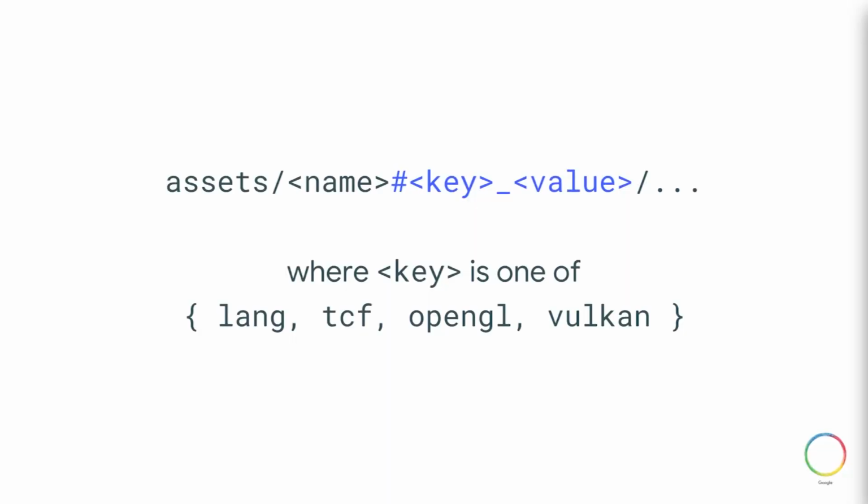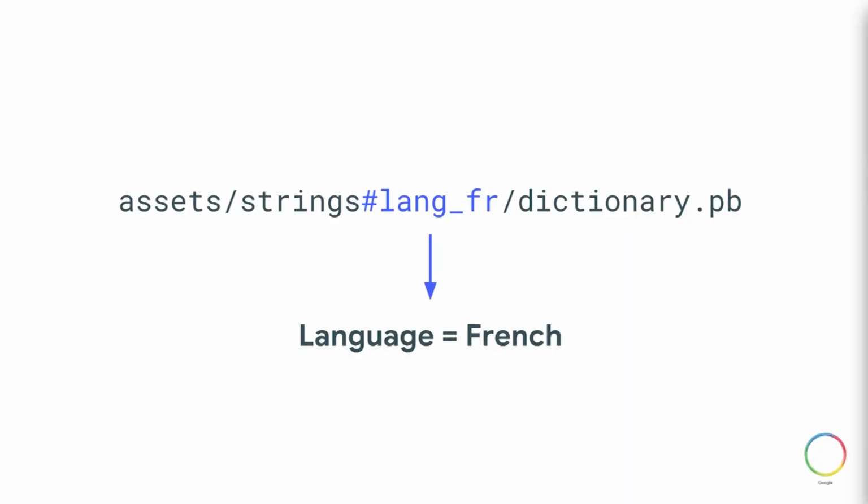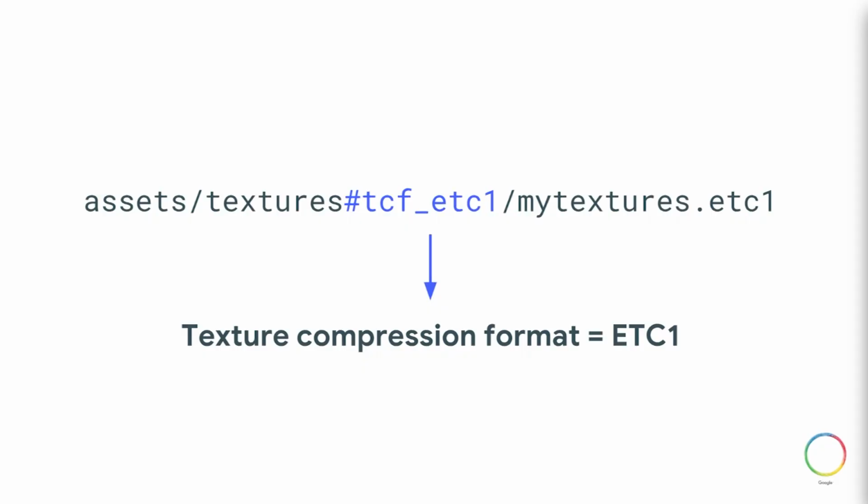This is how you would create a targeted asset directory. Here we're making use of the hash sign to identify an asset directory that has a targeting. Then comes the key, which defines which dimensions we are targeting. For example, lang for language, TCF for texture compression format, and so on. And then, of course, the value associated with the key. Let's see some examples. Here's a directory containing assets for users speaking French. This is another example of an asset directory, one targeted based on the texture compression format.